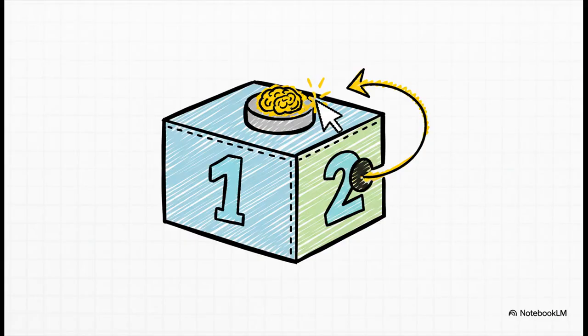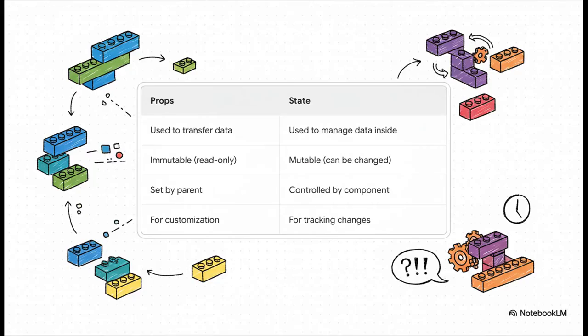Okay, so props are data that are passed down from a parent, and they're read-only. But what about data that needs to change because of what a user does, like a counter or the text inside a form? For that, we need state. State is a component's own private internal memory. It's like a Lego brick that can remember things and actually change its own color. This table lays out the difference perfectly.